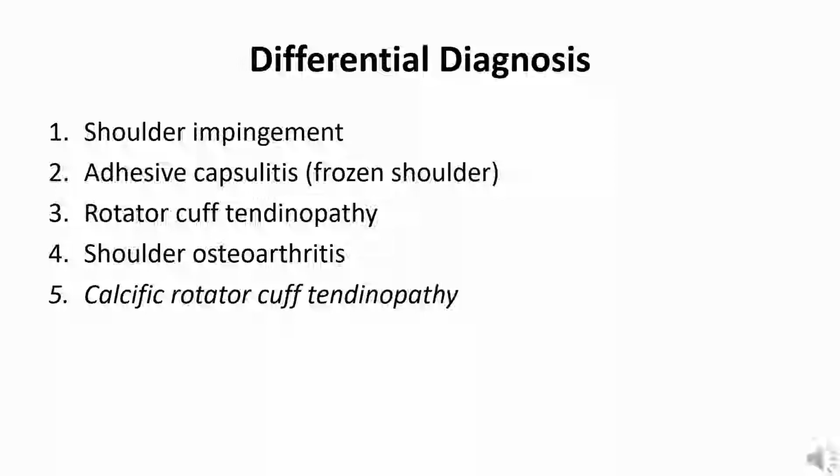The differential diagnosis includes shoulder impingement, adhesive capsulitis, oftentimes called frozen shoulder, rotator cuff tendinopathy, shoulder osteoarthritis, and calcific rotator cuff tendinopathy. For the purpose of this presentation, we will specifically address calcific rotator cuff tendinopathy.